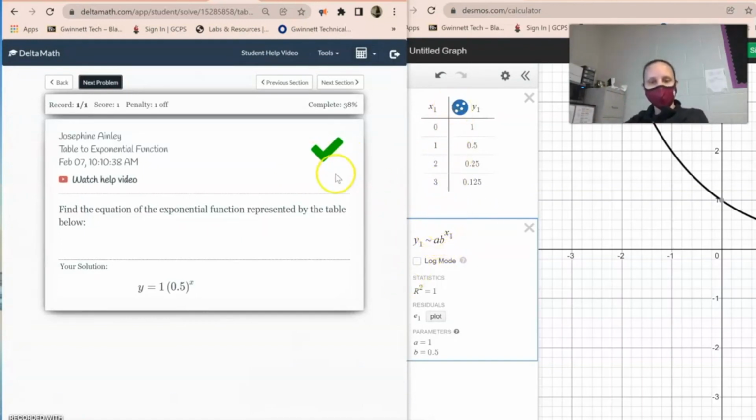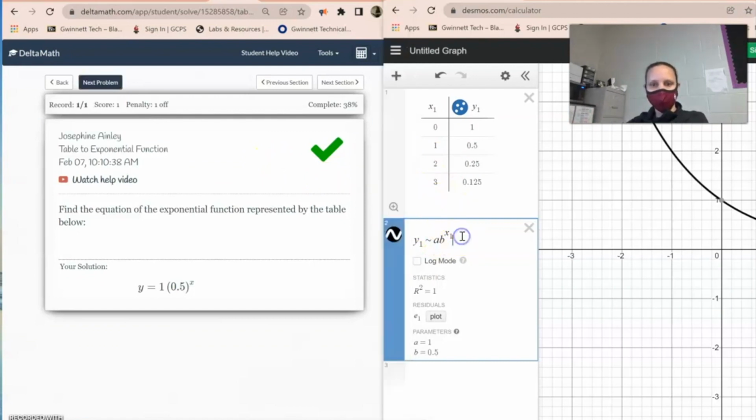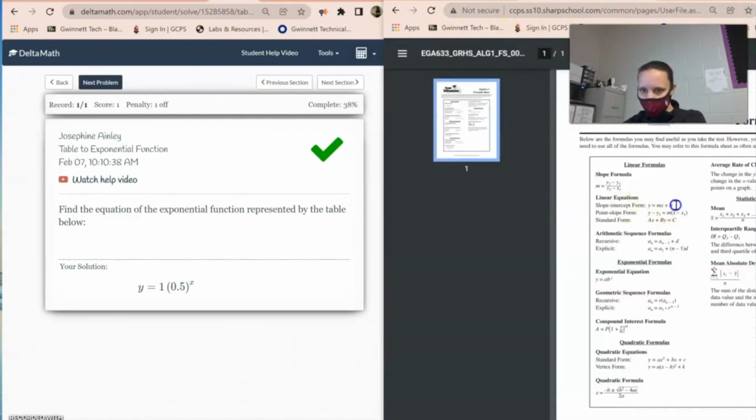And while I'm on this, any table, okay, you can go to the exponential or you can go to linear. So linear, you'd use this equation and it will give you M and B. Or you can go to quadratic and put this equation in right here and it will give you A, B, and C. So same process for every single table.